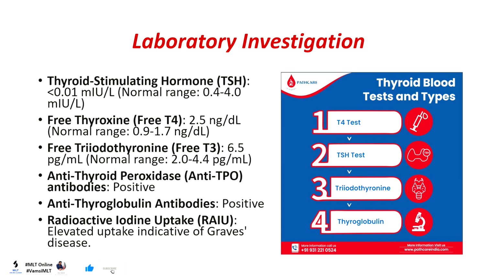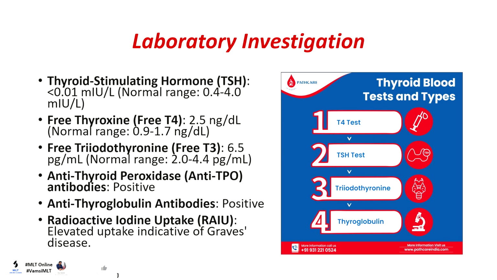Antithyroid peroxidase, anti-TPO, antibodies, positive. Antithyroglobulin antibodies, positive. Radioactive iodine uptake, RAIU, elevated uptake indicative of Graves' disease.